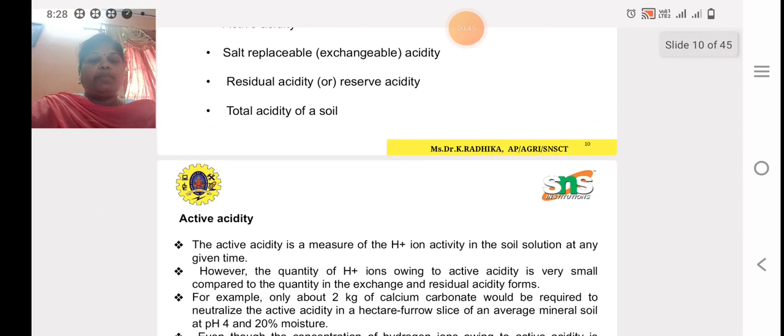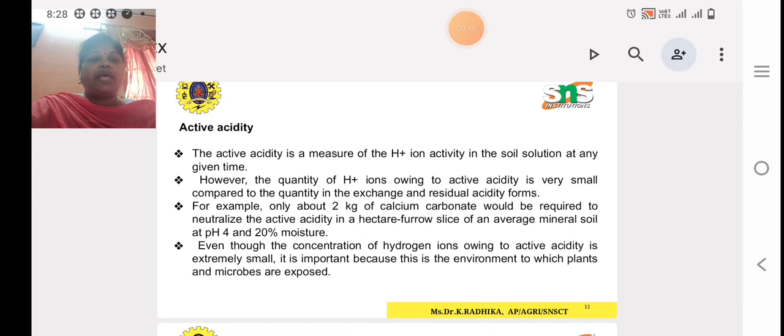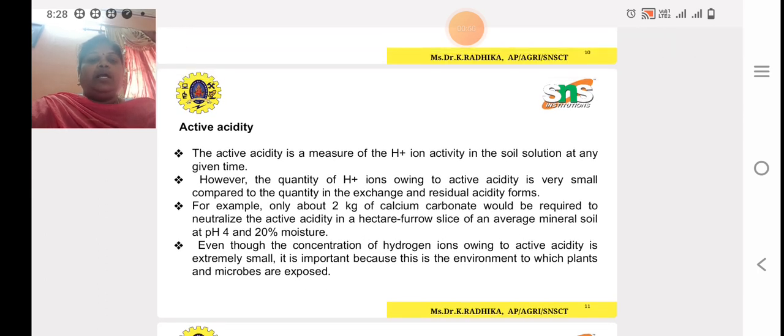Let's see them one by one. First one is active acidity. Active acidity is a measure of hydrogen ion activity in the soil at any given time. At any time, we have to assess the hydrogen ion activity in the soil solution. So it represents the active acidity.